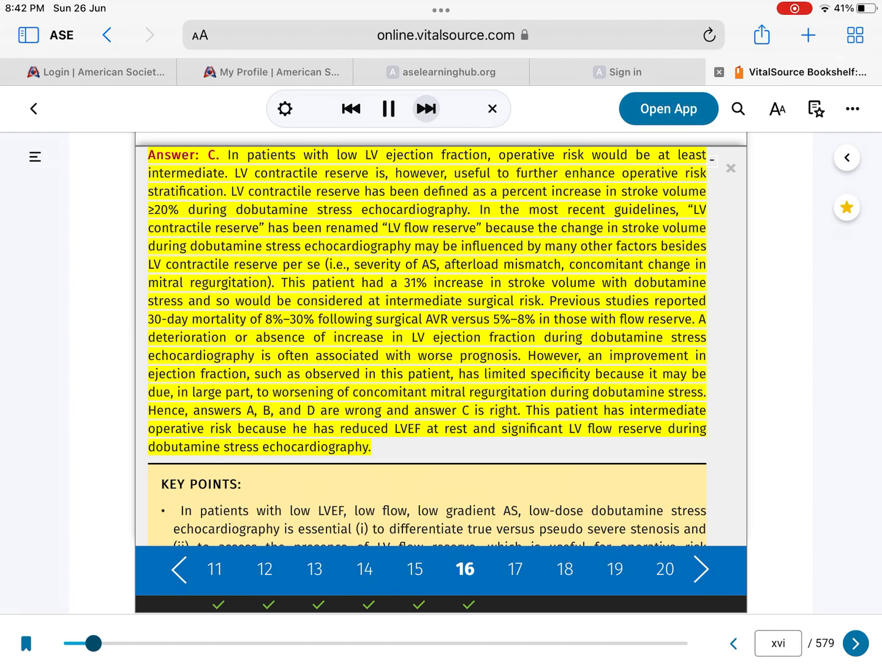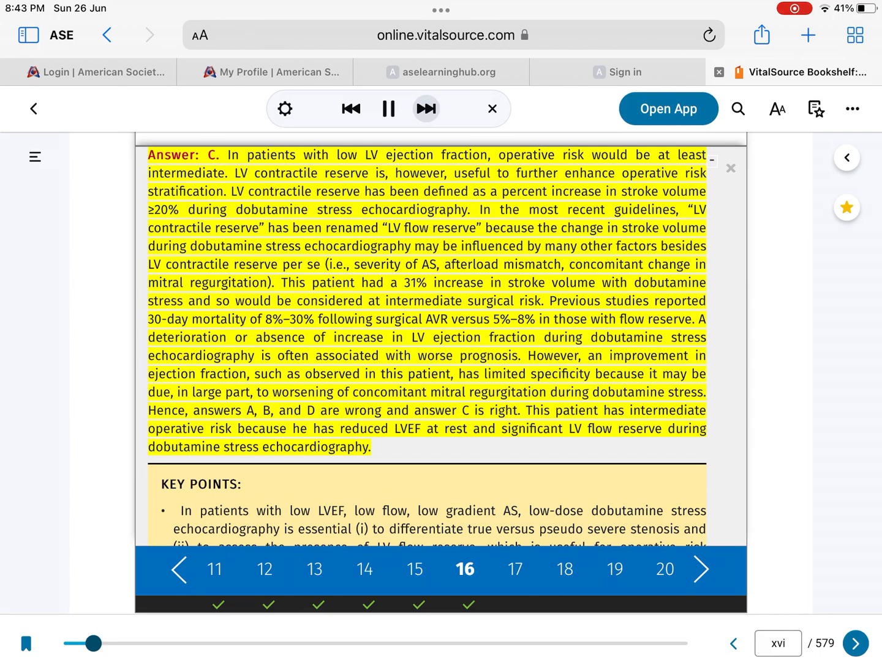This patient had a 31% increase in stroke volume with dobutamine stress and so would be considered at intermediate surgical risk. Previous studies reported 30-day mortality of 8%-30% following surgical AVR versus 5%-8% in those with flow reserve. A deterioration or absence of increase in LV ejection fraction during dobutamine stress echocardiography is often associated with worse prognosis. However, an improvement in ejection fraction, such as observed in this patient, has limited specificity because it may be due, in large part, to worsening of concomitant mitral regurgitation during dobutamine stress. Hence, answers A, B, and D are wrong and answer C is right.